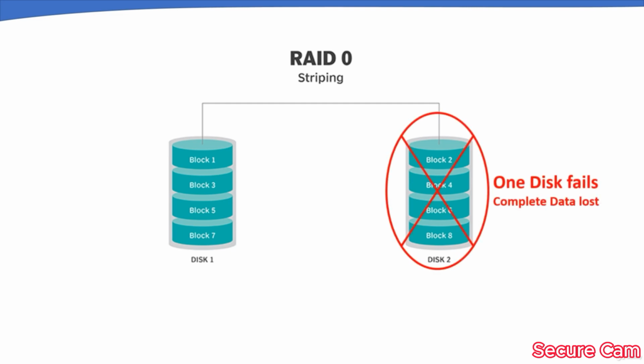RAID 0 is not fault tolerant. It means that if one drive fails, all the data in RAID 0 is lost. It should not be used in a mission critical system where data loss is not affordable. The advantage of RAID 0 is that operation speed is faster as there are 2 disk drives for data operation.